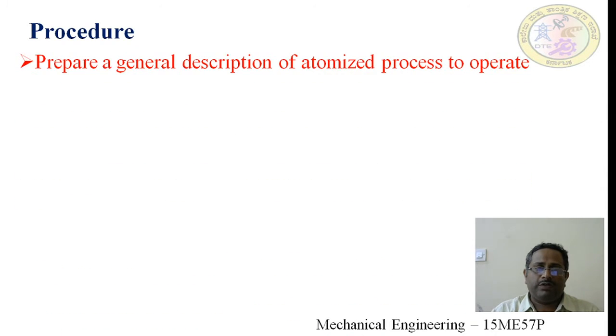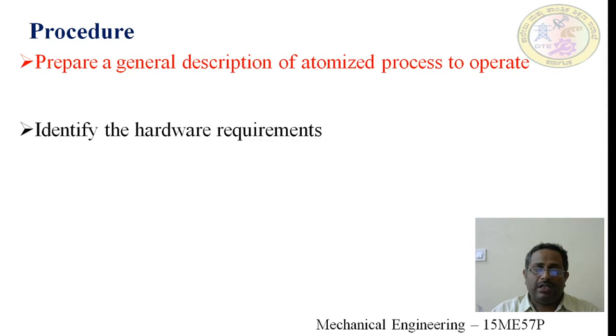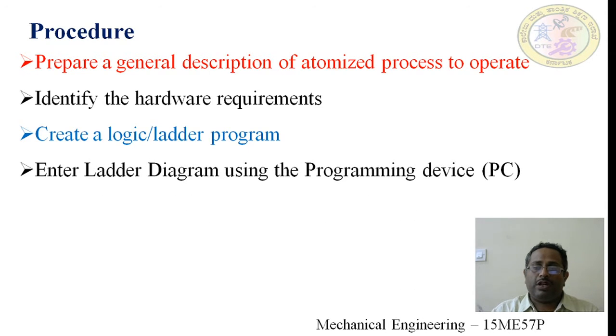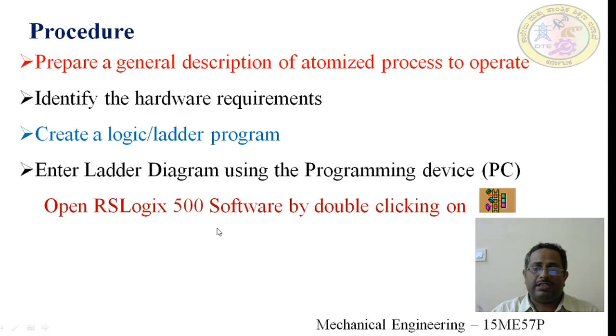First, you have to prepare a general description of the automated process to operate. You have to write what the process is and how to automate it. Then you have to identify the hardware requirements. Then you have to create a ladder diagram. Then the ladder diagram has to be entered into the programming device, that is the PC, using RSLogix 500 software. This can be opened by double clicking on this icon.